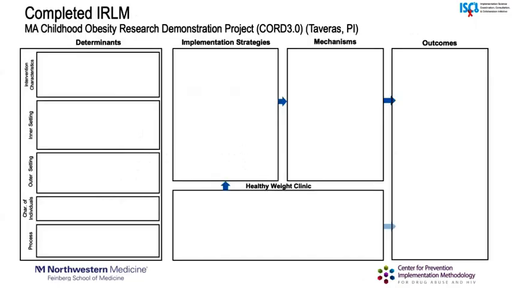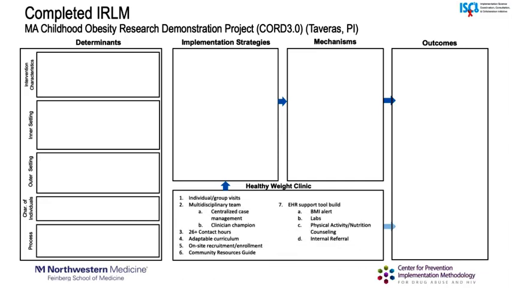I want to show you a completed IRLM to get a sense of what this actually might look like. This is certainly a comprehensive, but yet still a somewhat bare bones IRLM. This was completed in consultation with a project that I work on, the Massachusetts Childhood Obesity Research Demonstration Project version 3.0, which Elsie Tavares is the PI. In this project, we are implementing a healthy weight clinic for child obesity management. These are within pediatric primary care and involve a number of different people from the healthcare team.